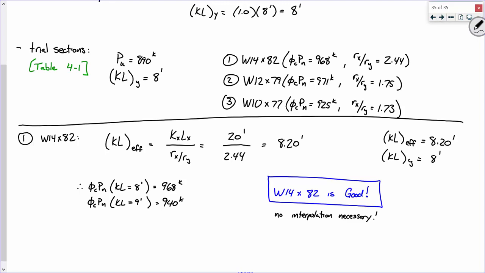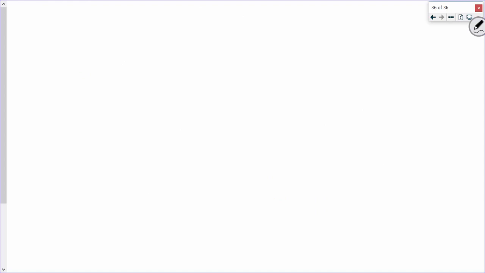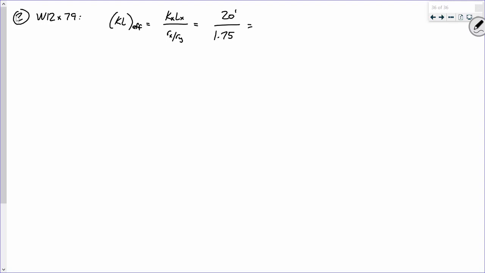Okay. So let's do it again. Let's do it for shape 2. So shape 2 is a W12 by 79, right? So what we're going to compute is its KL effective, which is KX LX over RX over RY, which is 20 feet divided by, what was the ratio? And what does that come out to be? 11.43. All right. Everybody okay with that?